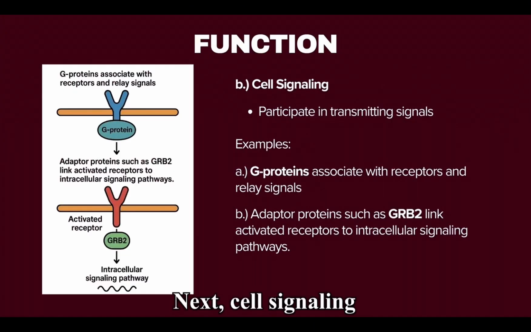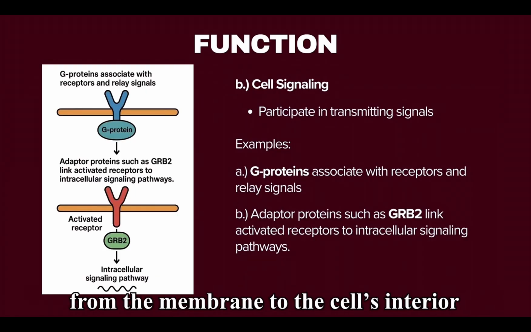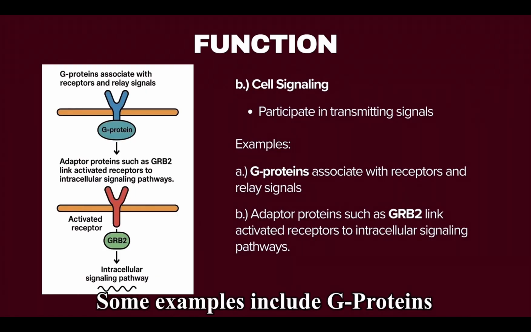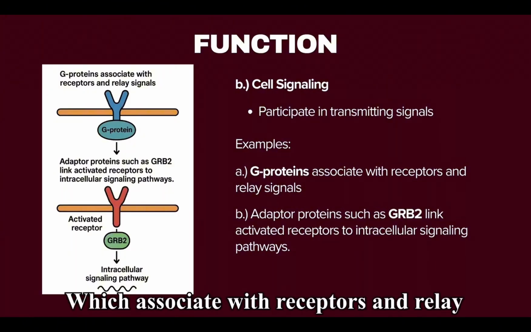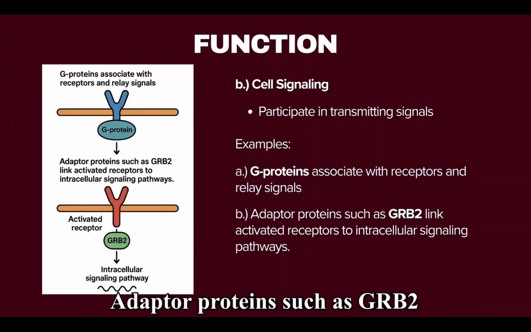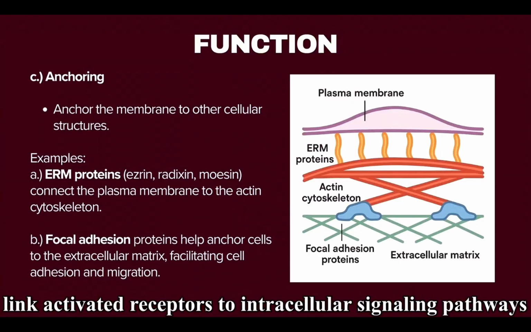Actin-binding proteins anchor the cytoskeleton to the plasma membrane, supporting cellular architecture. Next, cell signaling. These proteins participate in transmitting signals from the membrane to the cell's interior. Some examples include G proteins, which associate with receptors and relay signals to downstream effectors. Adapter proteins such as GRB2 link activated receptors to intracellular signaling pathways.